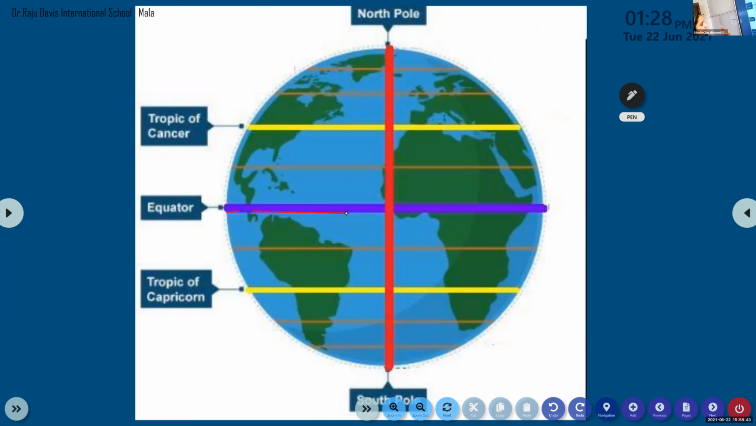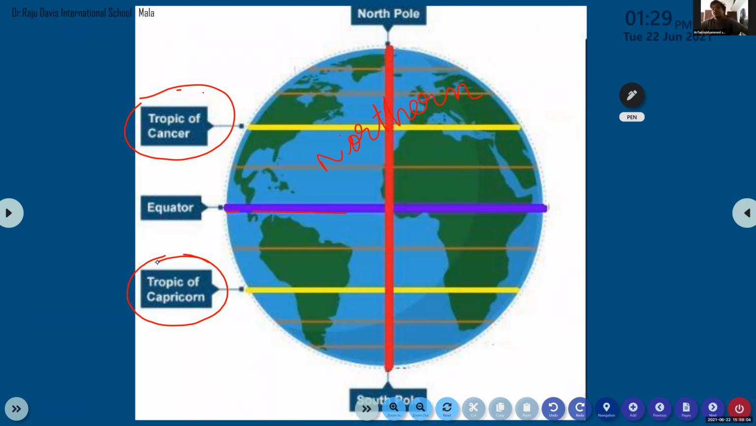Okay. The Tropic of Cancer is in which hemisphere? Tell me. Northern hemisphere. Then the Tropic of Capricorn is in which hemisphere? Southern hemisphere. Tropic of Cancer, that yellow line. Okay, that is it. Henry, are you there in the class?